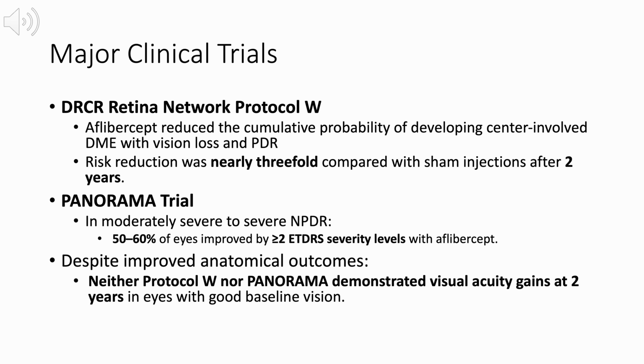And yet, despite these improved anatomical outcomes, neither Protocol W nor Panorama demonstrated visual acuity gains at 2 years in eyes with good baseline vision. This is the central lesson of both trials, and it is worth sitting with. We can measurably improve the retina's appearance and reduce the incidence of downstream complications, but in an eye that already sees well, we have not yet shown that this translates into better vision at 2 years.